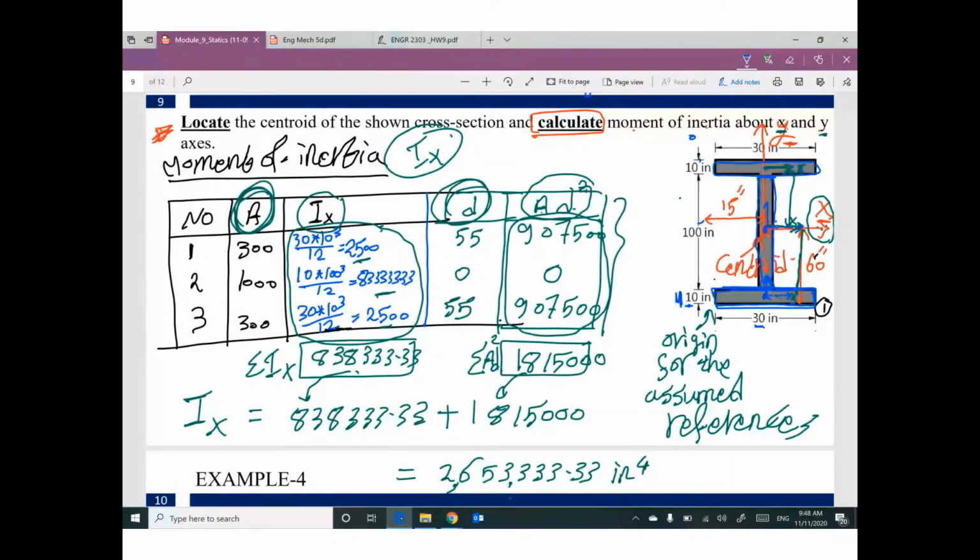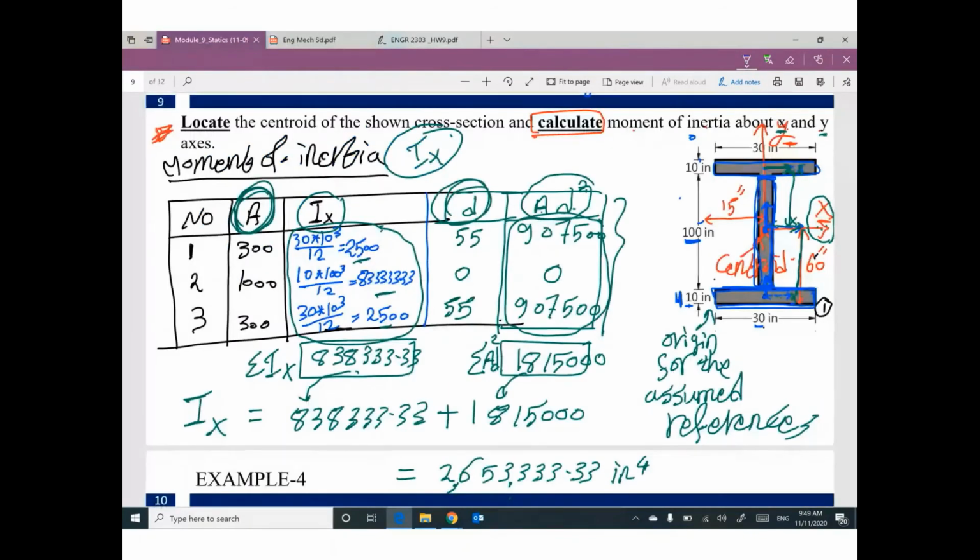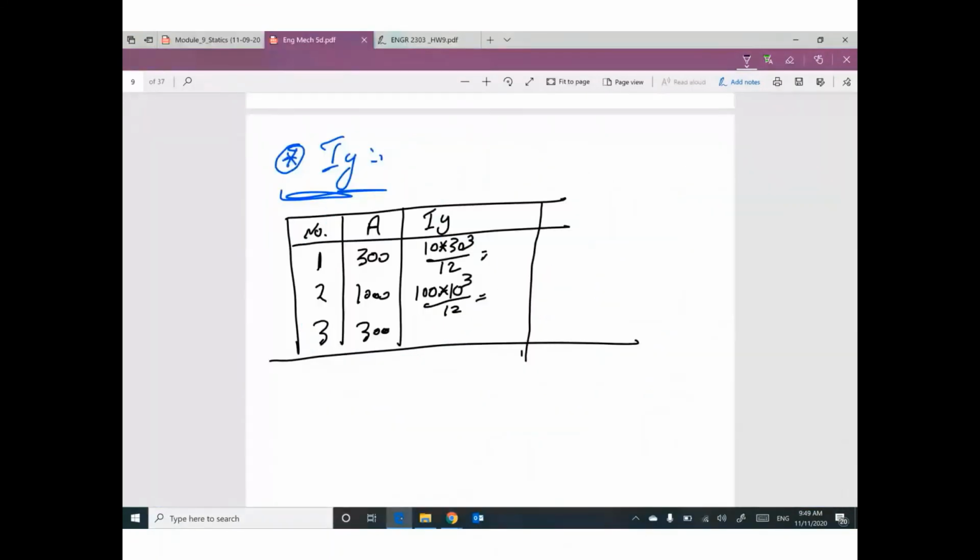Second part, I assume here is the y-axis at this centroid for this part, part number 2. Parallel to y will be 100. So 100 times 10 cube over 12. The third part, I will assume here the y-axis. So parallel to y will be 10 times 30 cube over 12. What are these numbers? 10 times 30 cube over 12 will be 22,500. This one will be 22,500. But this one will be 8,333.33.